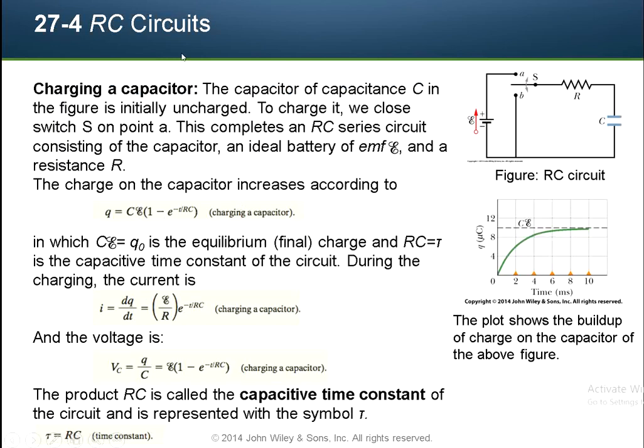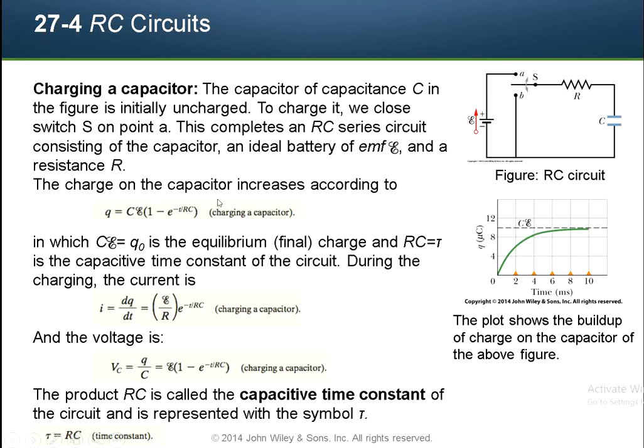In the RC circuit, to charge a capacitor, the capacitor of capacitance C in the figure is initially uncharged. To charge it, we close the switch S on point A. If you close it, then only it gets connected. If you open it, then it will not charge. So this completes an RC circuit consisting of a capacitor, an ideal battery EMF, and resistance R.